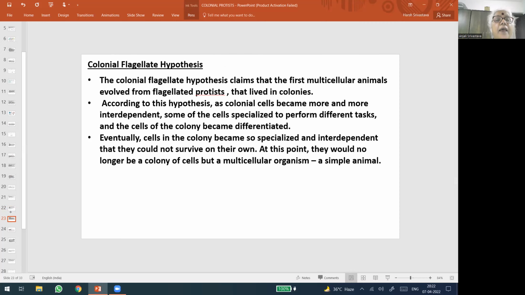choanoflagellate living has created a hypothesis, the colonial flagellate hypothesis, it is said. This hypothesis says that the first multicellular animals evolved from flagellated protists that lived in colonies. As we have already seen, this hypothesis says कि किस तरह से colonial flagellates, choanoflagellates में जो members हैं वो एक साथ रहने लगे और more and more interdependent होते गए, और endosymbiotic relationship के आधार पर they might have given rise to the multicellular organism or a simple animal.